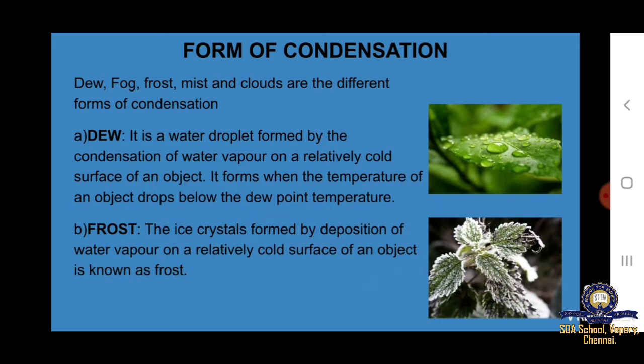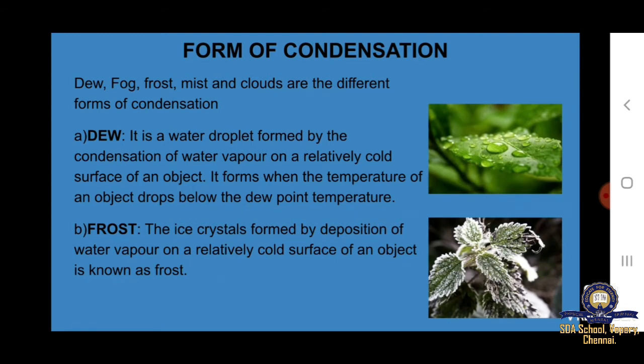So there are different forms of condensation. They are like dew, fog, frost, mist and clouds. Now let's see these forms in detail. Dew. Dew is a water droplet formed by the condensation of water vapor on a relatively cold surface of an object. It forms when the temperature of an object drops below the dew point temperature.